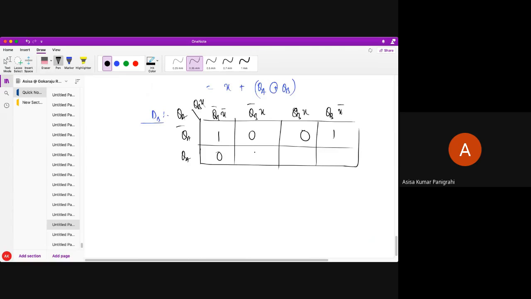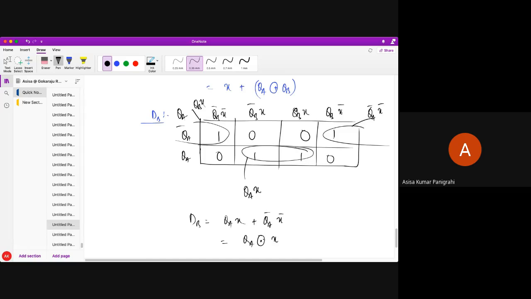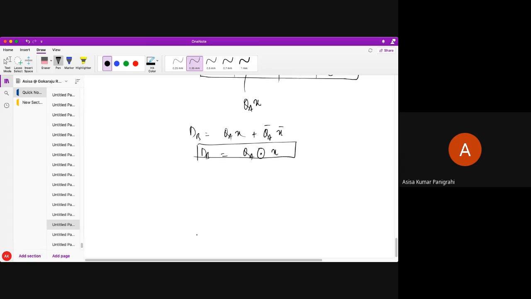0 1 0 1. Here what I can do, this is one grouping, this is another grouping. From this I have got QA X, from this I have got QA bar X bar. So we have got DB as QAX plus QA bar X bar, which is nothing else but QA X nor. Am I correct? So my DB is QA X nor. Okay.